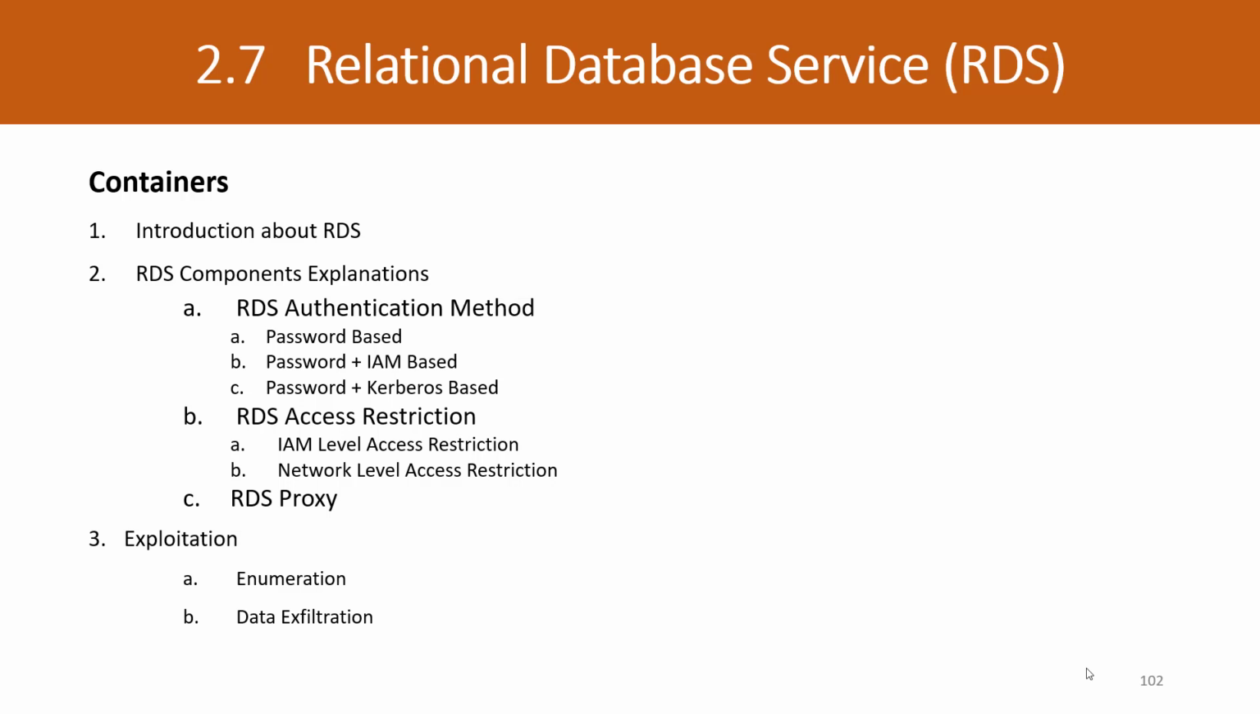In this module, we will discuss one of the services provided by AWS, Relational Database Services. In short, we can say RDS. In this module, we will discuss what components RDS has, like the authentication mechanism, how we can restrict unauthorized access, and what the RDS proxy is, and how this proxy can help us improve security and scalability. We will also cover how we can enumerate RDS using a command line utility for our red team assessment, and how we can exfiltrate the data in the RDS database. So we will cover all these things in this module.